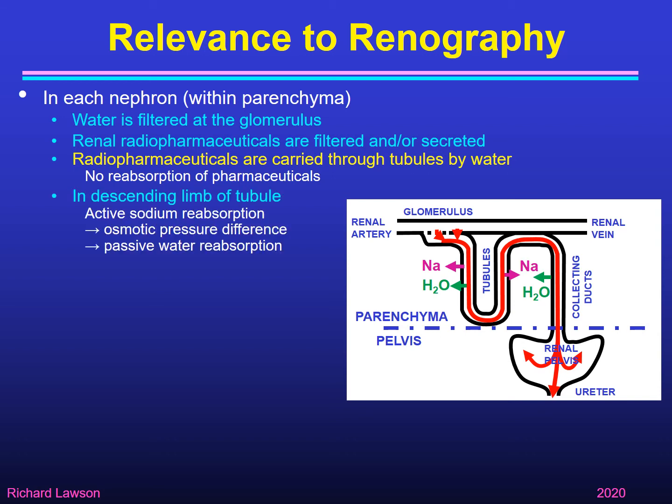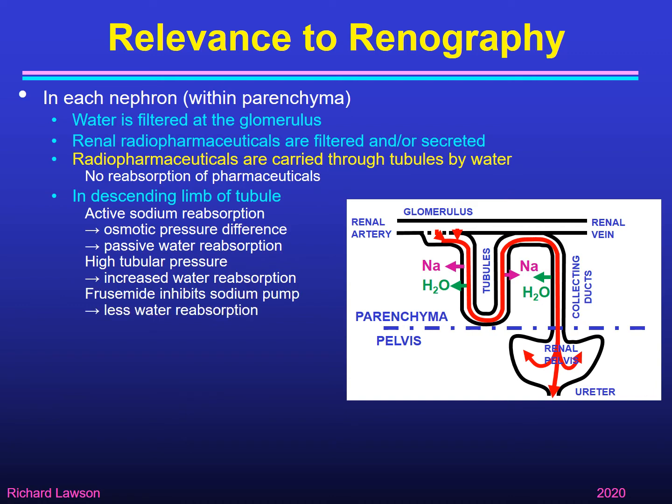So in the descending limb of the loop of Henle here, we've already said that we have active sodium reabsorption, which creates this osmotic pressure difference, and water is therefore reabsorbed passively. If we have an obstructed system with a high pressure in the renal tubules, that will increase the water reabsorption because that hydrostatic pressure will push more water out, in addition to what is absorbed by the passive reabsorption from the osmotic pressure. But when we give Frusemide, that inhibits the sodium pump and leads to the opposite effect.